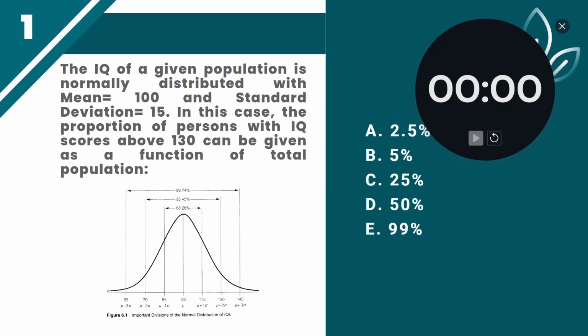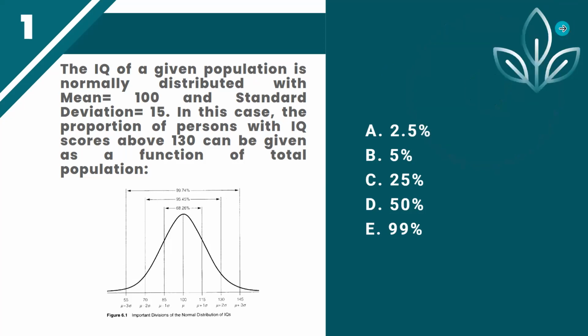Answer is A, 2.5%, as I have described that plus minus 2 standard deviations from the mean secures 95% of the values, and the remaining values are in the upper and the lower tail, 2.5% in the upper tail and 2.5% in the lower tail. So this is above 130. So 2.5% values will be in this bracket.